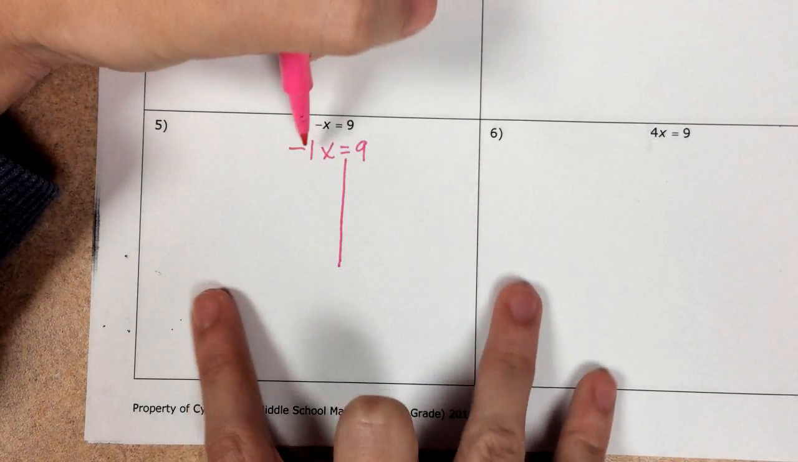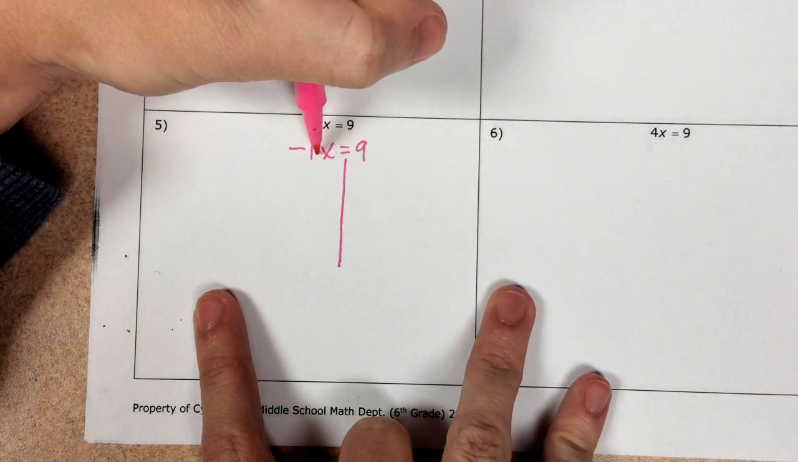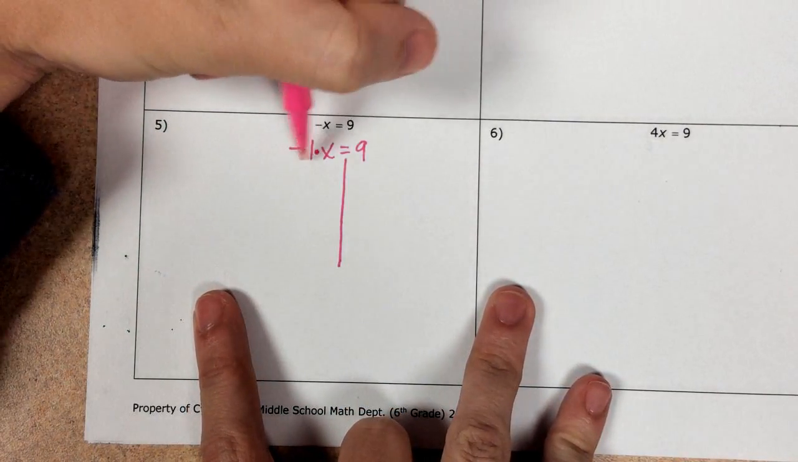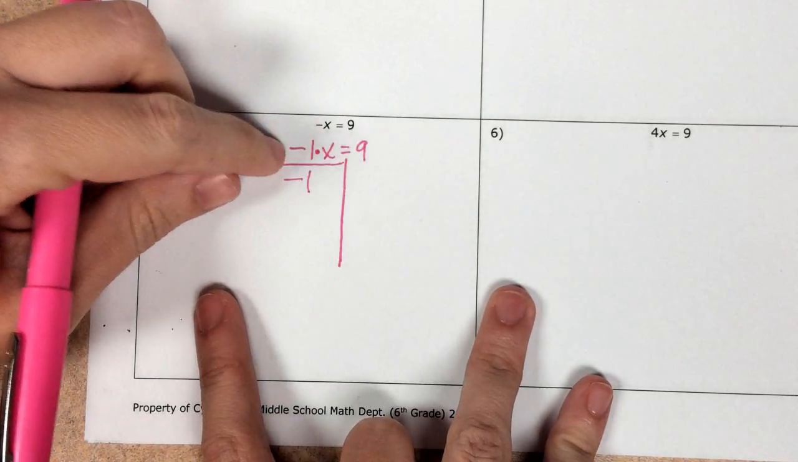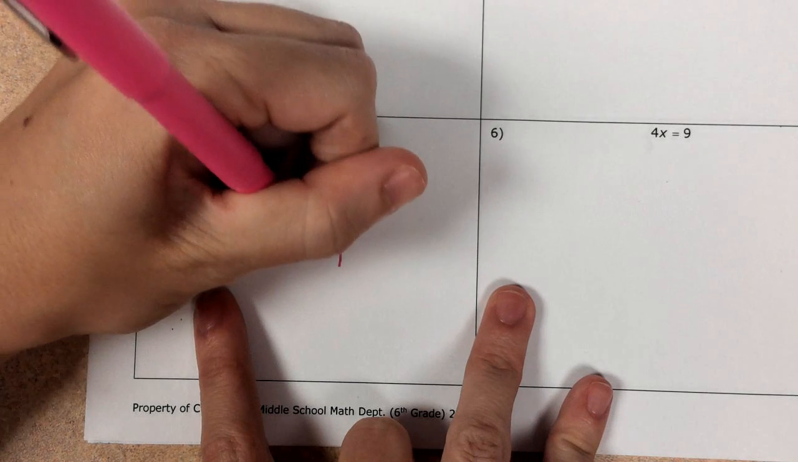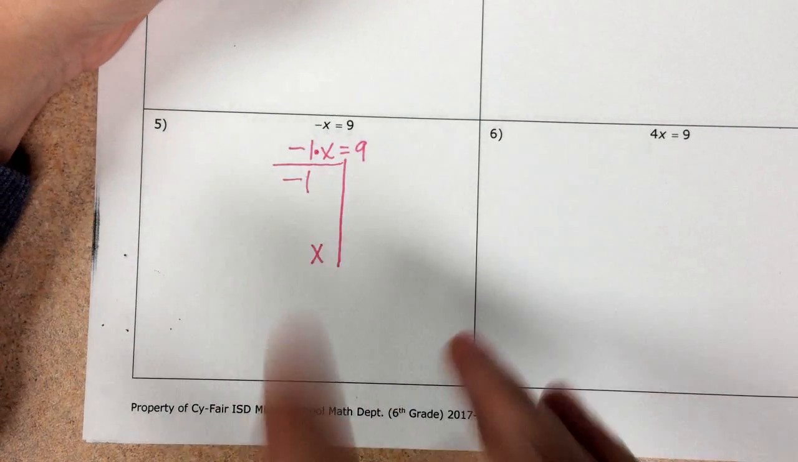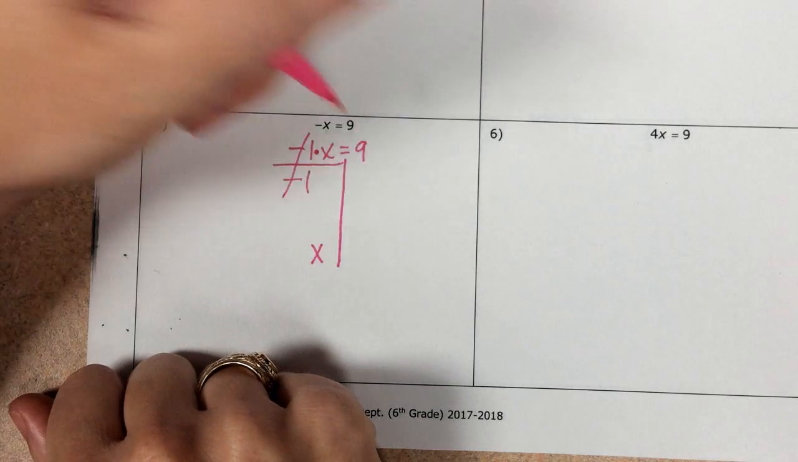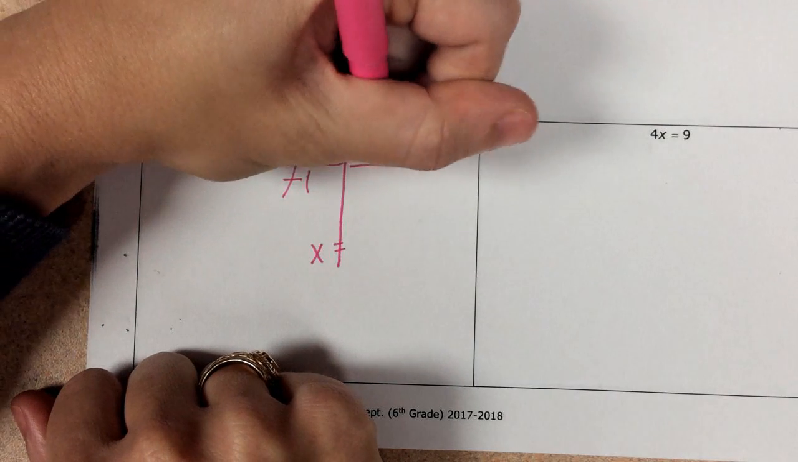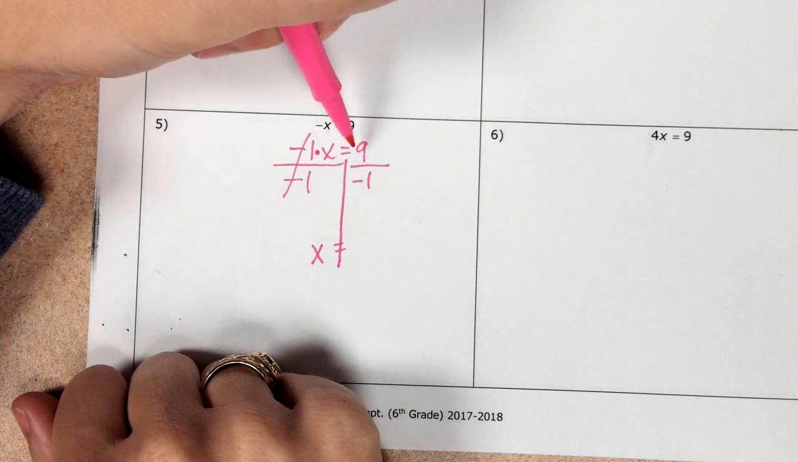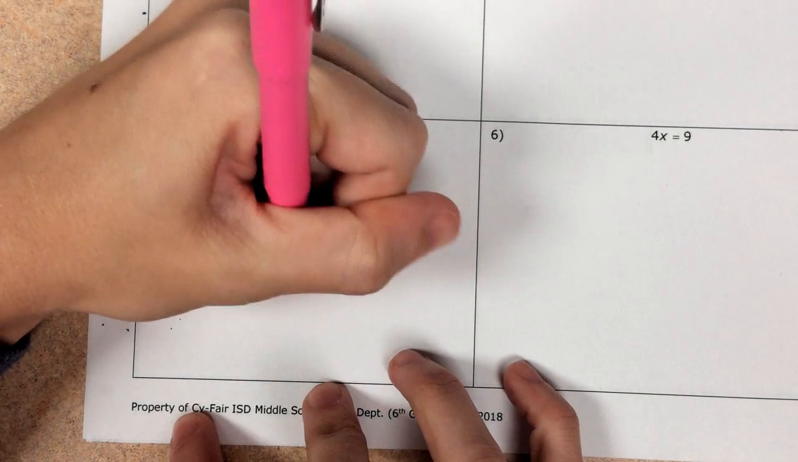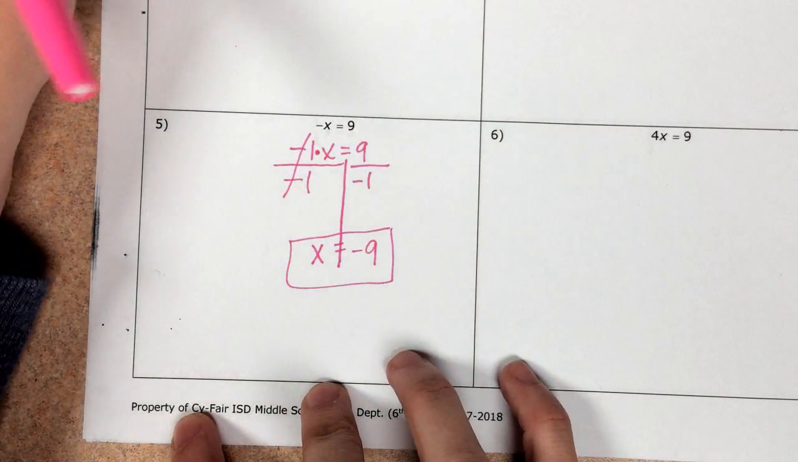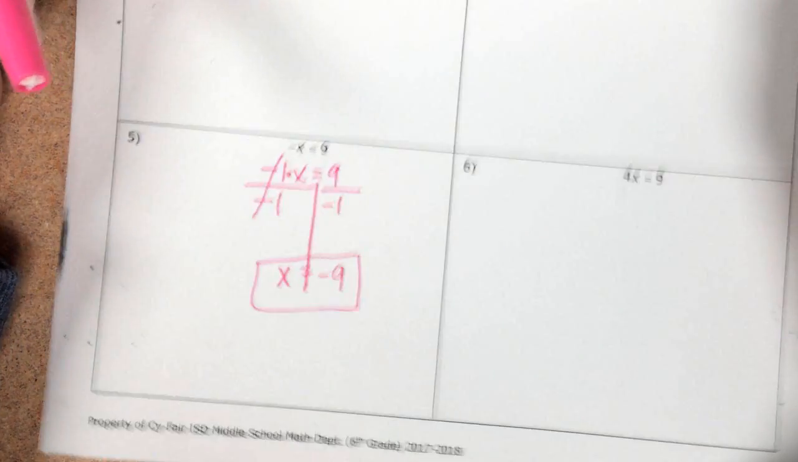What's happening between the negative 1 and the x is multiplication, and we break that up by dividing. So we're going to divide by negative 1, because negative 1 divided by negative 1 is positive 1x, which is what we were looking for. What I do to one side, I have to do to the other. So 9 divided by negative 1 is negative 9. And my answer to this one is x equals negative 9. So there should be 2 done now on the multiplication one-step independent practice.